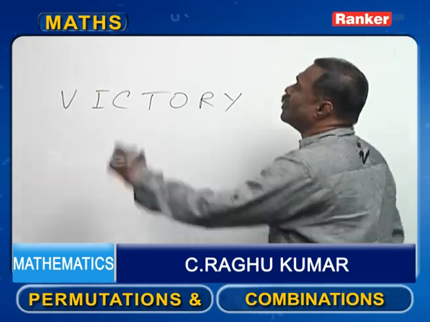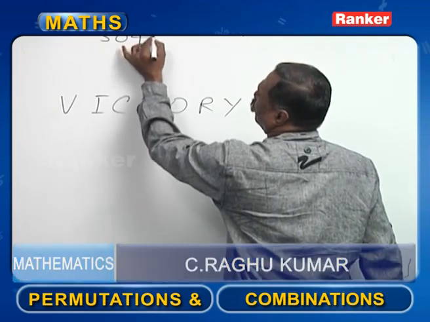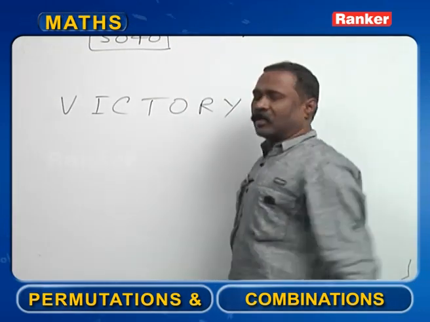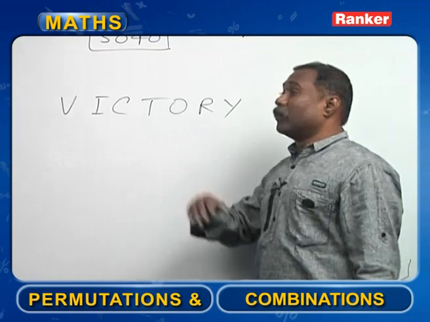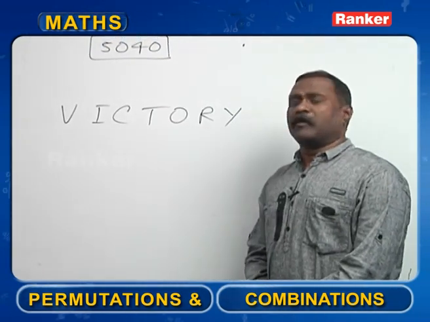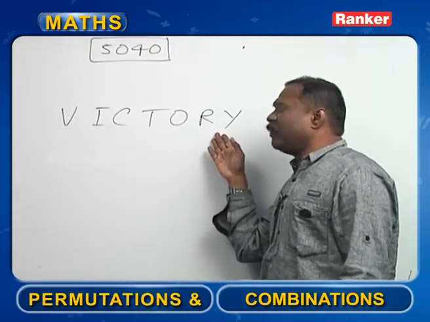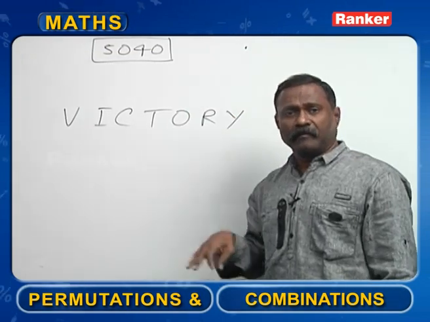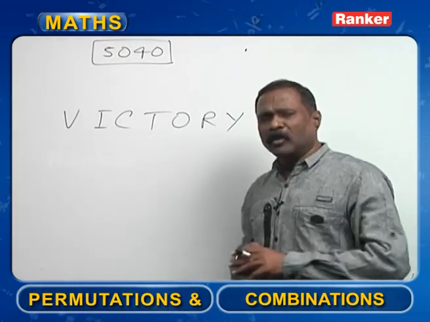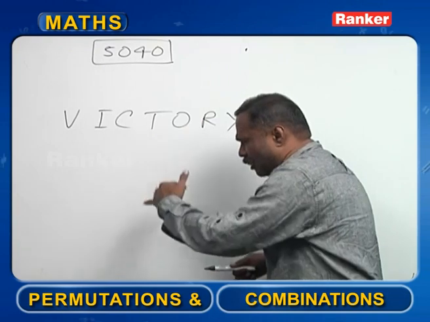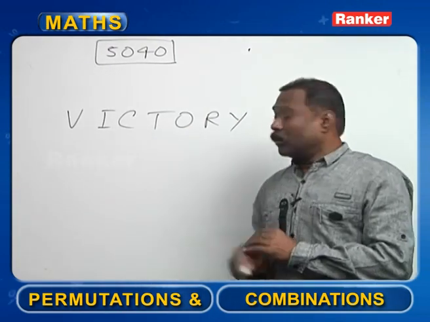But in our dictionary, how many do we have? 5040 different arrangements are there. Now these are to be arranged in the form of a dictionary, and if they are arranged in the form of a dictionary, then what should be the position of VICTORY? Then you might be knowing the lengthy form of this rank.